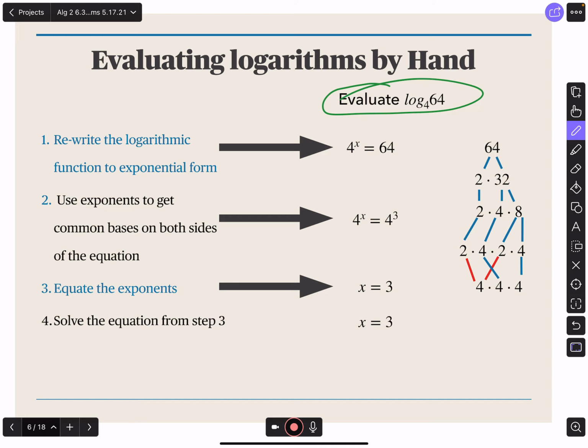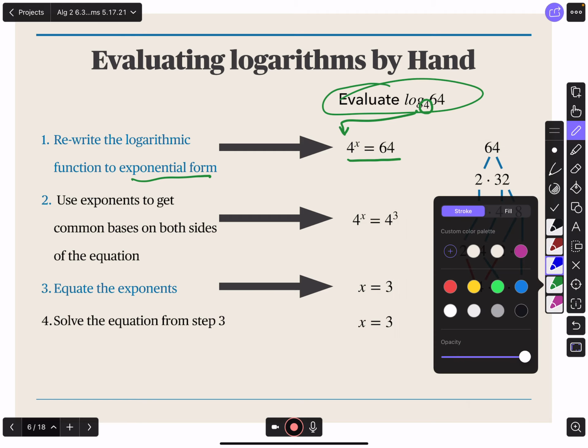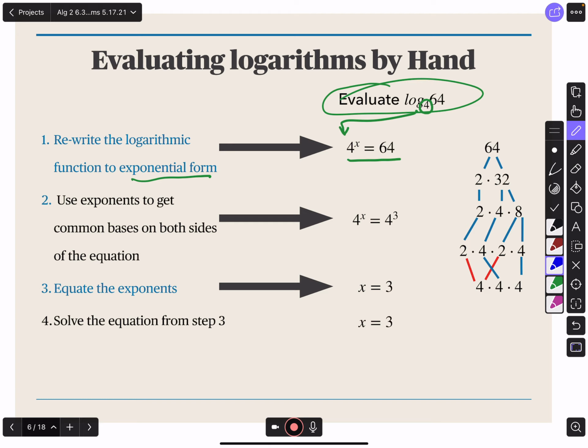So the first thing we do is write it in our exponential form. That's shown right here. Again, remember, that's my base, so that's the base of my exponential form. And where did this x come from? Well, the x is basically the answer to the logarithm, not the argument. So this is the x here. That's what we're trying to find out, the exponent. And it equals the argument, 64.